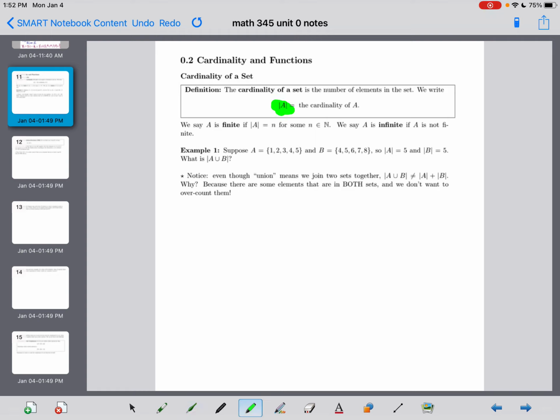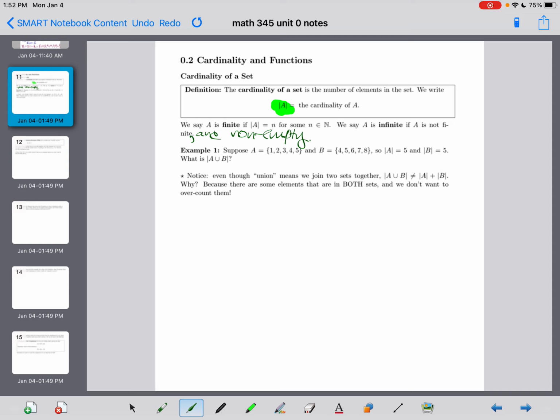If A is a set, we say the cardinality of A, which is denoted with A with absolute value bars around it, to mean how many elements are in the set. And we say that a set A is finite if the cardinality of A is equal to n for some natural number n. So as long as there's finitely many elements, right? So some natural number of elements in the set. We say that a set is infinite if it is not finite, and I should probably add here, and non-empty. Right? So every set is either going to be empty, if it's the empty set, or it's going to be finite, or else it's going to be infinite.